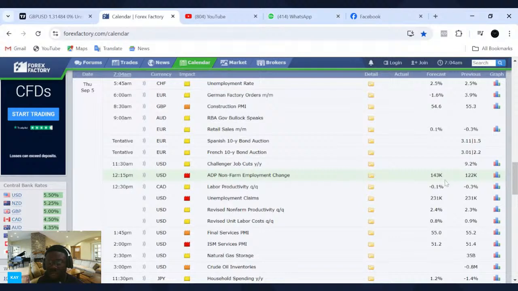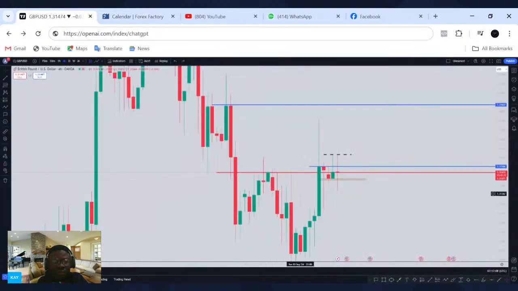This is not the actual figures. This is just a forecast, just a projection by analysts or maybe data collected. Okay, this is not the real data. So they're expecting the dollar to be good, the dollar to be strong. You get it? They're expecting that when it comes to the ADP. So if the dollar is strong, that means you have to expect the pound, GBP USD, to fall. So you see the reason why it's not advisable to be trading news.